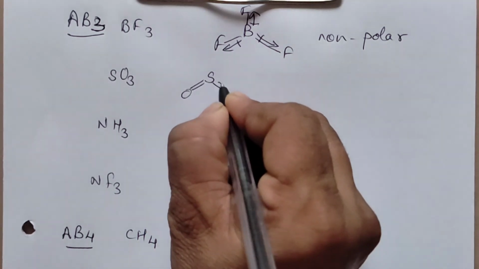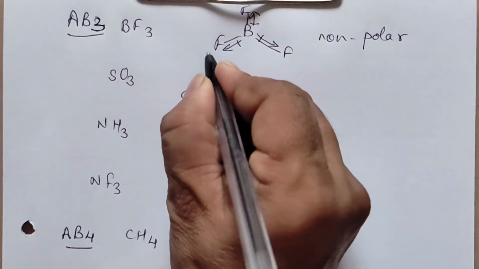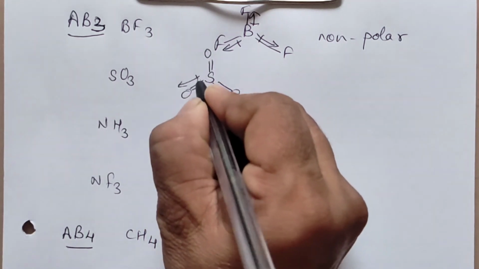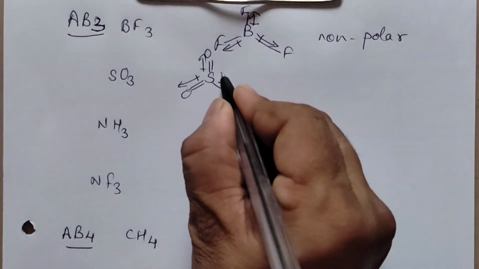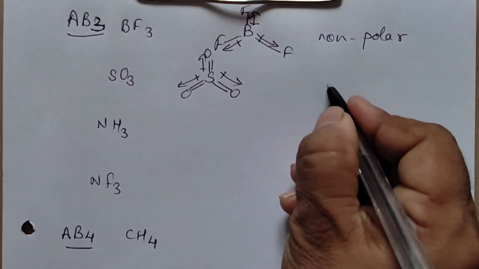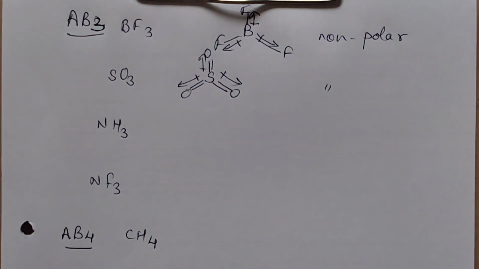It again has a trigonal planar shape. So these bond moments will be towards oxygen. This one is towards oxygen. This one is towards oxygen. This is also a non-polar molecule.